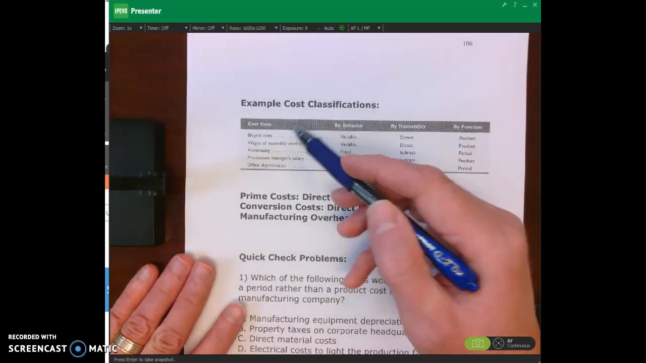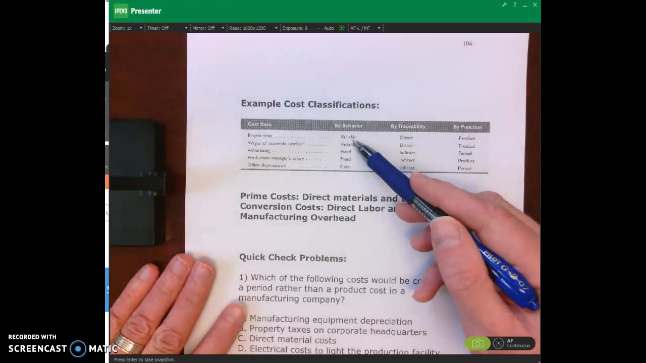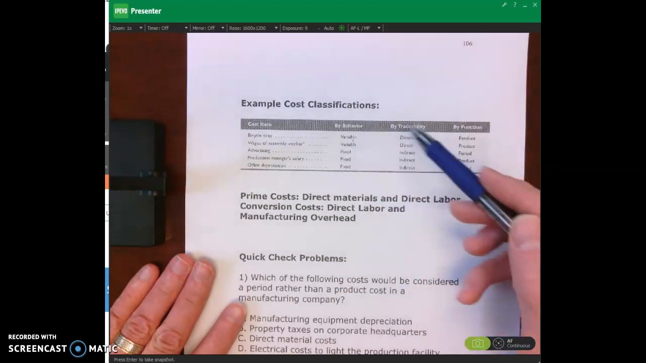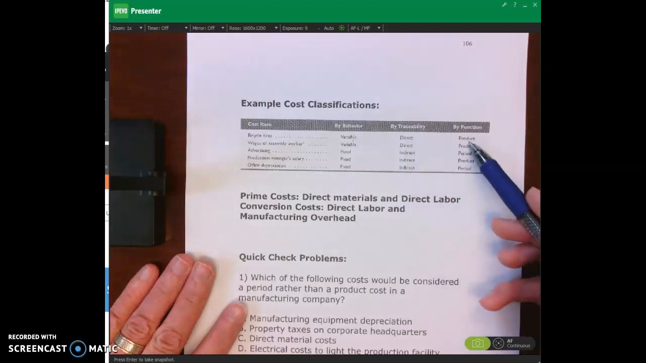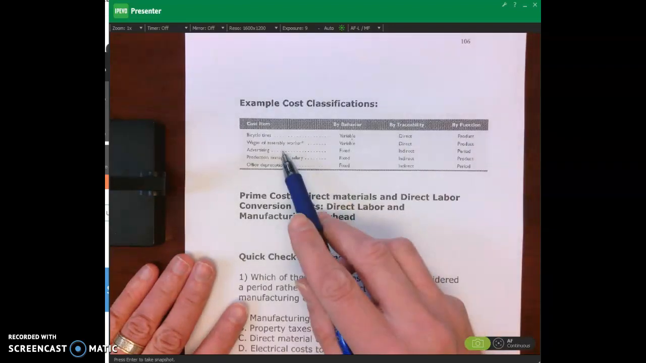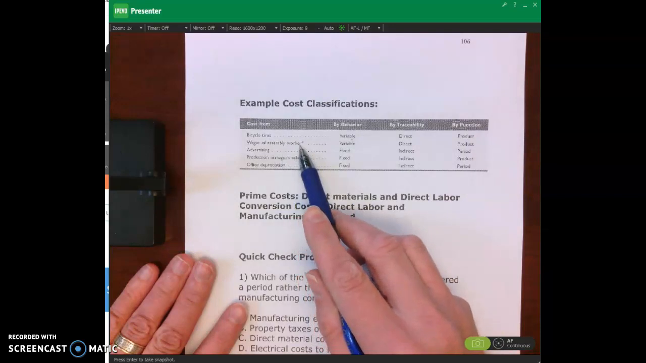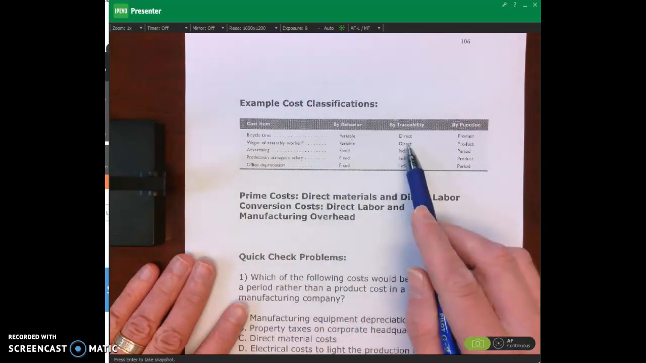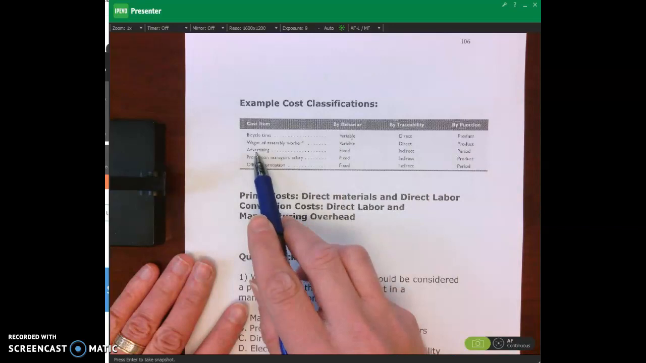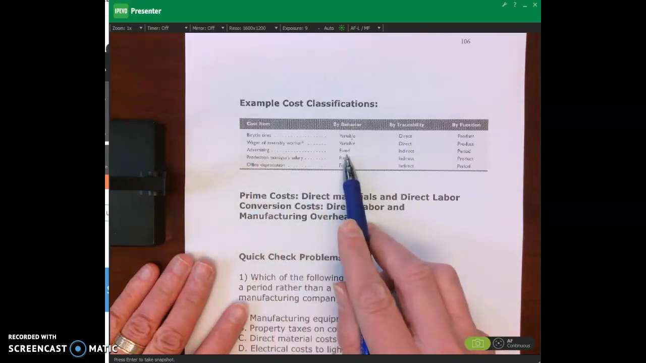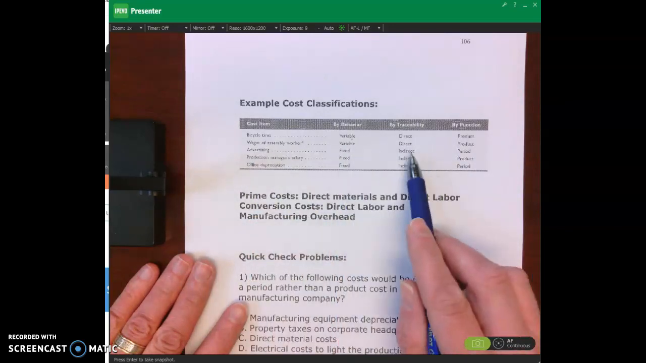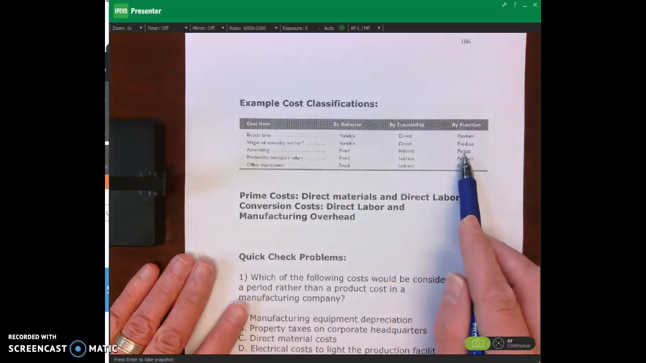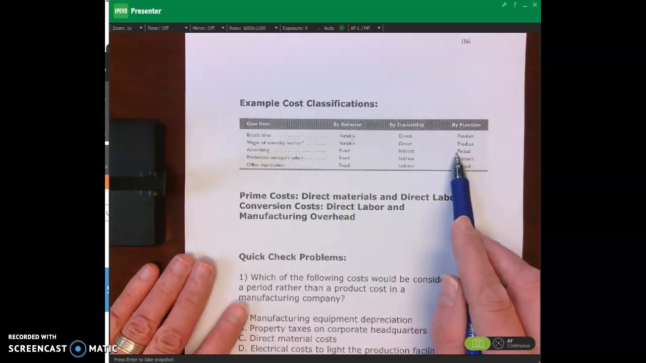If we have a cost item right over here, bicycle tires, that's a variable. That's direct materials, and it's a product cost. Okay, it's not period. Wages of assembly line workers would be direct labor. That's variable. That's direct. It's a product cost. Advertising. It's fixed. Advertising we treat as a fixed cost. It's indirect, and it's a period cost because that's selling and marketing costs.